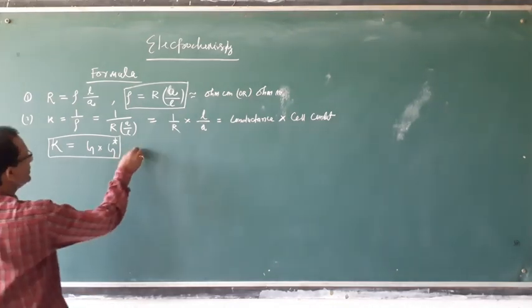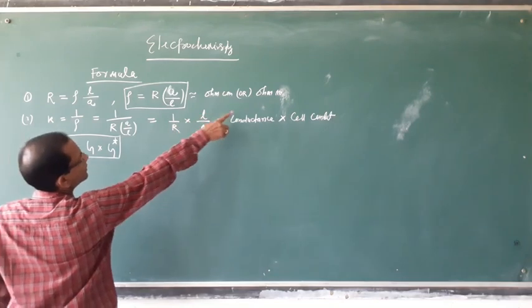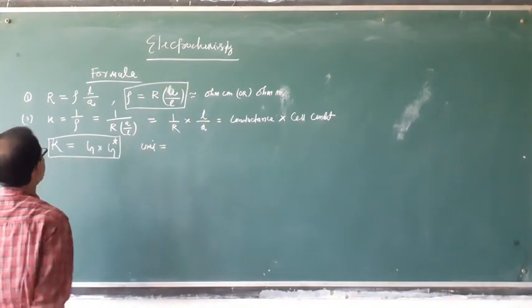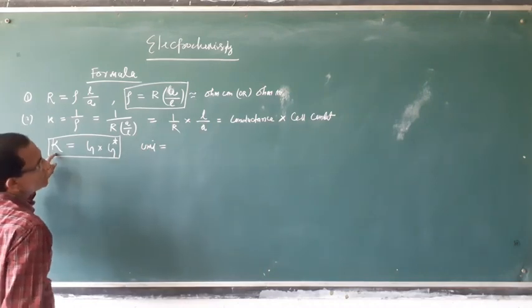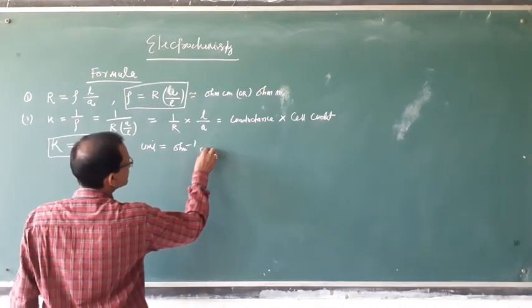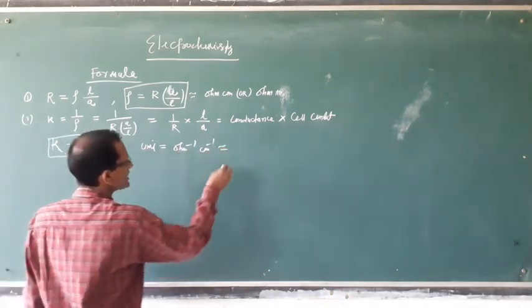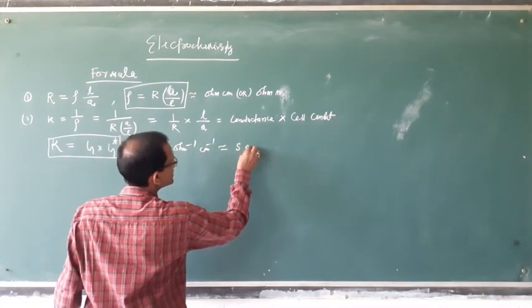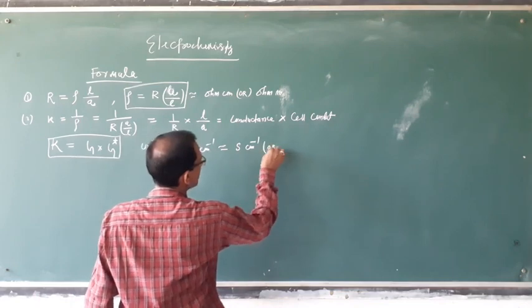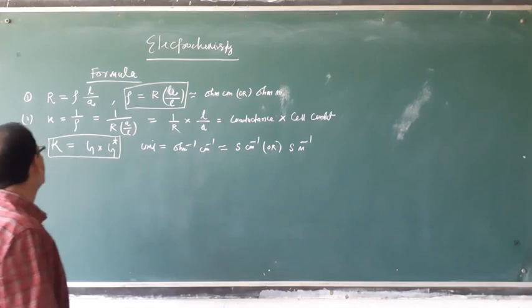Then what will the unit be? Reverse of this. So the unit of conductivity is ohm inverse centimeter inverse. Ohm inverse is taken as Siemens S, so S centimeter inverse, or S meter inverse. So this is the unit of kappa.